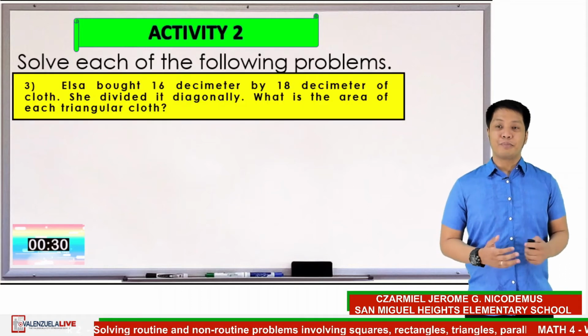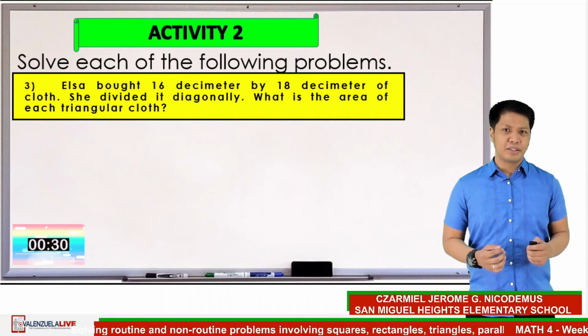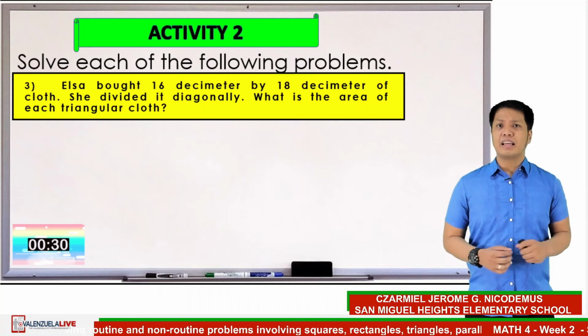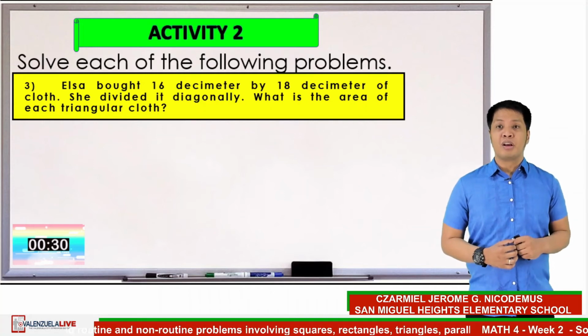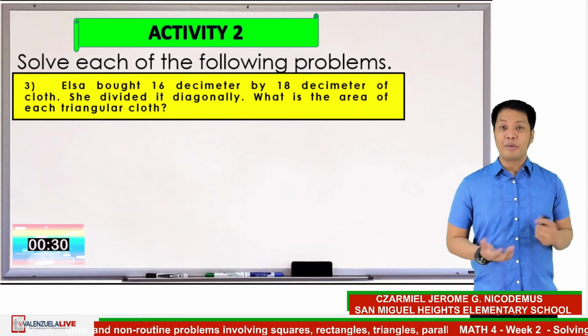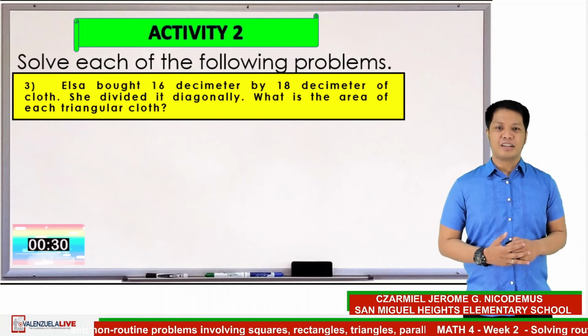For our third problem, Elsa bought 16 decimeters by 18 decimeters of cloth. She divided it diagonally. What is the area of each triangular cloth? Your time starts now.